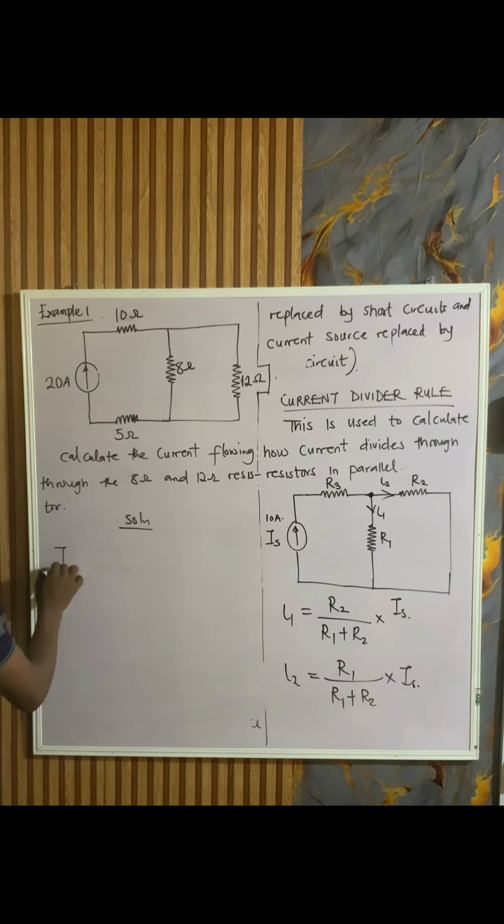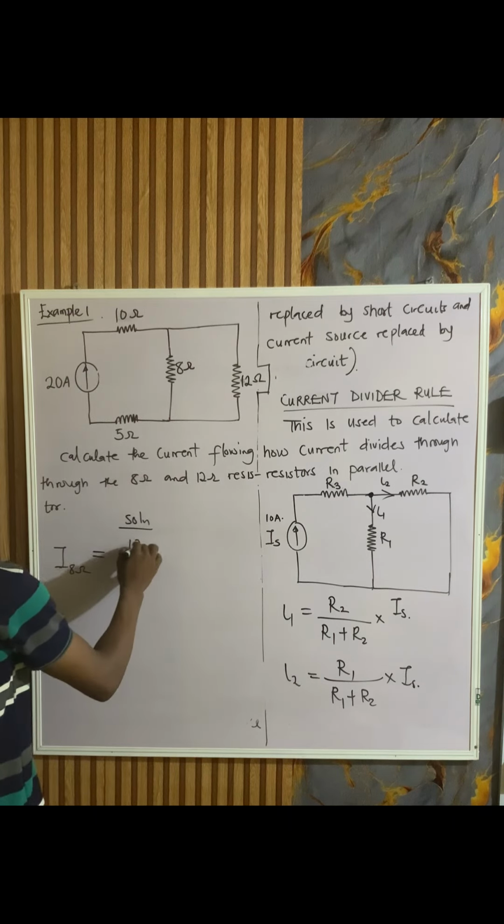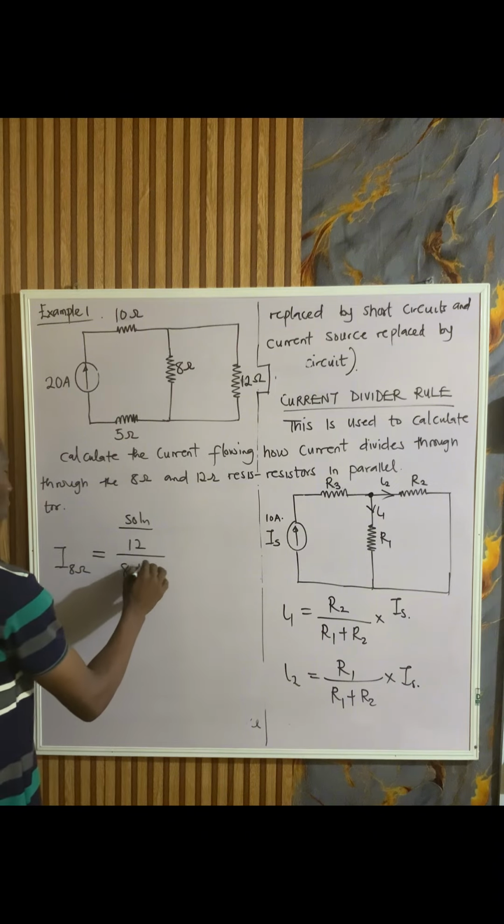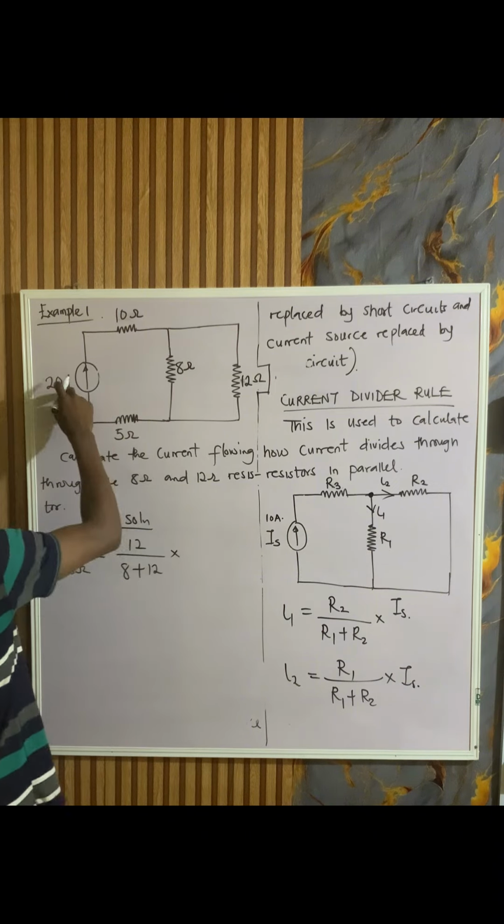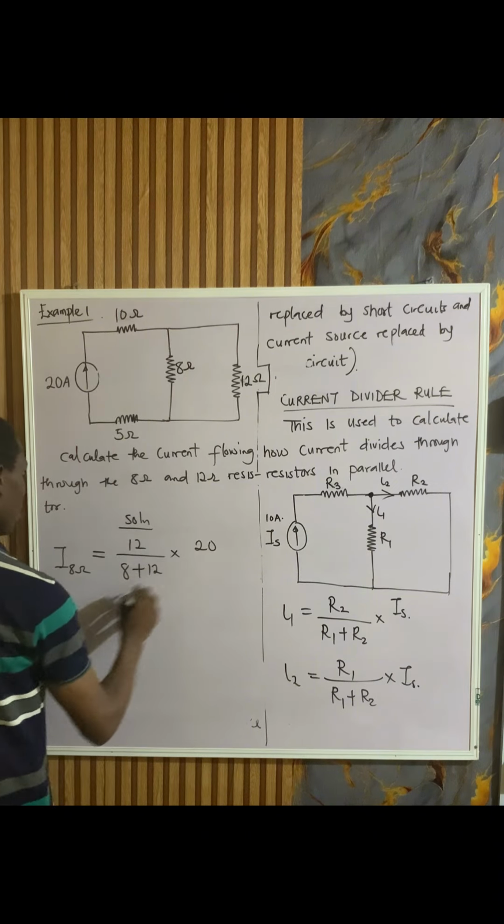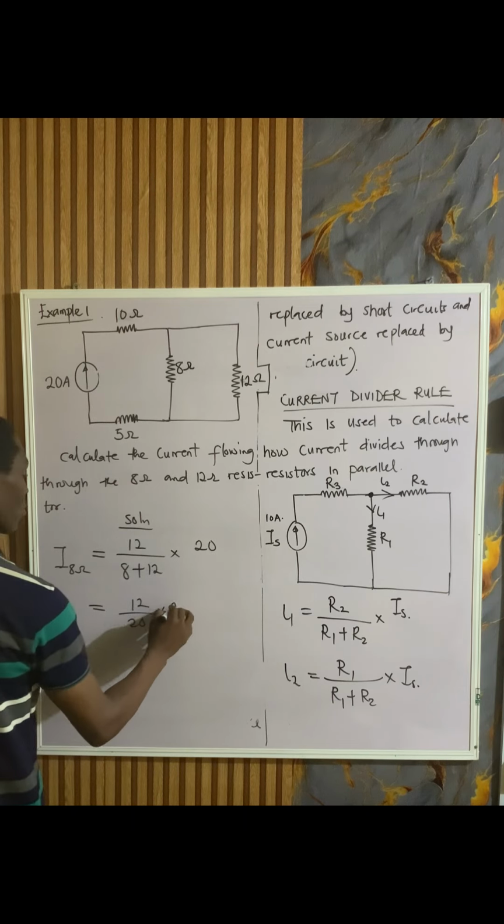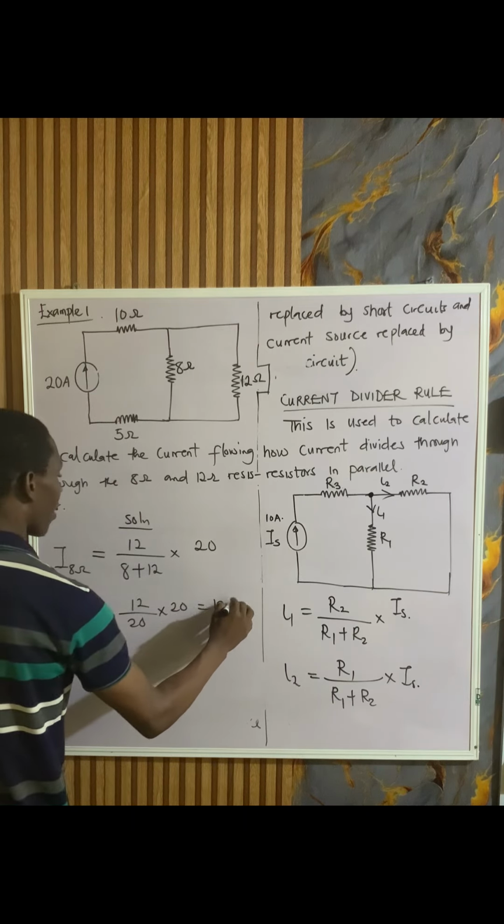The current I flowing through the 8 ohm resistor is simply going to be, using our current divider rule, the other resistor, 12, over the two resistors sharing the current, which is 8 plus 12, times the current they are actually sharing, which is 20. So that's 12 over 20 times 20, and that is 12 ampere.